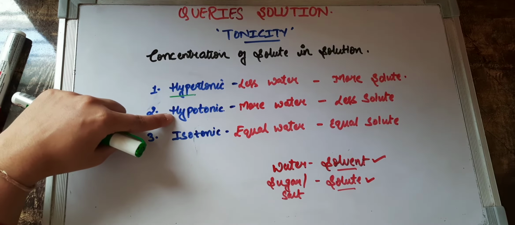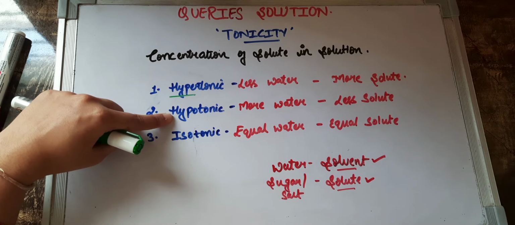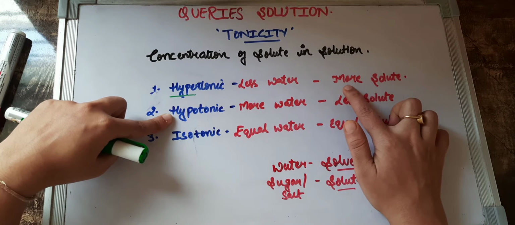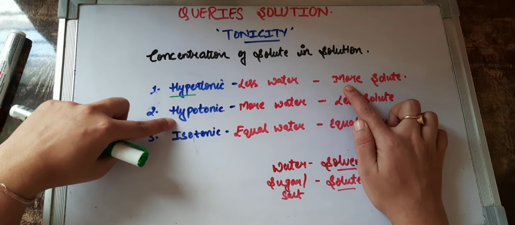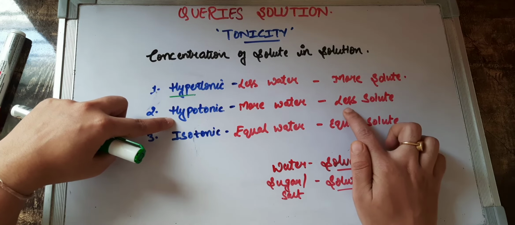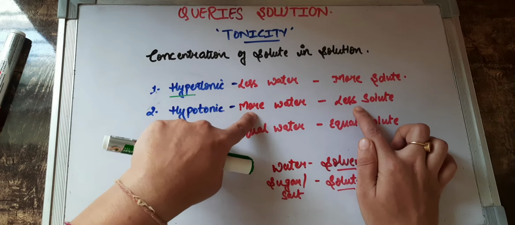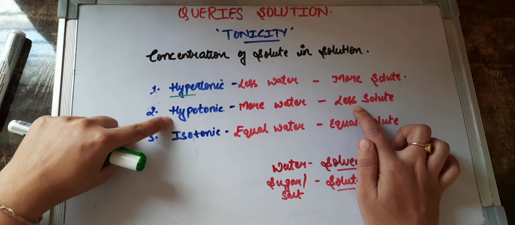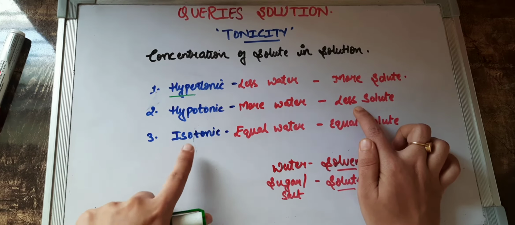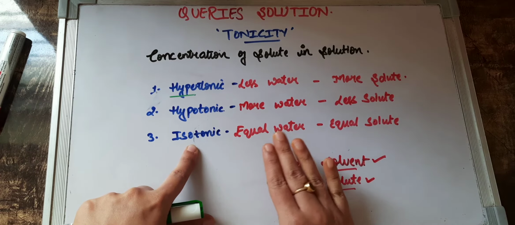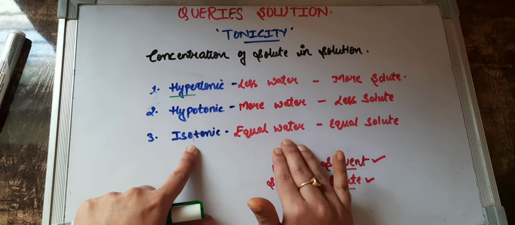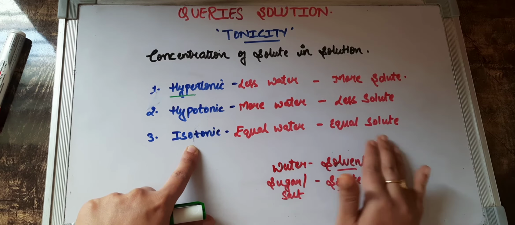What will be hypo then? Hypo is just the opposite of hyper. So in hyper, if the solute was more, what will happen in hypo? Hypo means where the solute concentration is less. So the solute is less, but at the same time water is more. Such a solution is known as a hypotonic solution. And at the third place, if a solution has an equal amount of solute and an equal amount of solvent, that is your water, such a solution is said to be what?